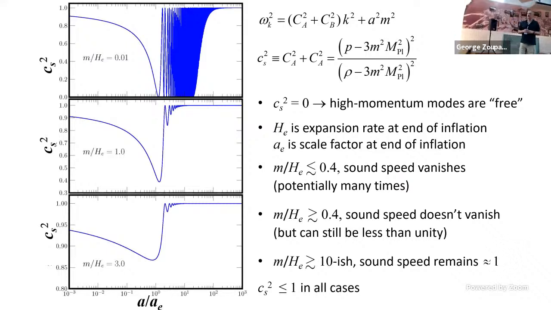Here are some figures showing the square of the sound speed as a function of the scale factor, where a over a_E equal to 1 corresponds to the end of inflation. And you see, for light mass gravitinos, the sound speed squared will go to zero many, many times. If it's above 0.4, say if it's 1, then the sound speed will not touch zero, but it will still drop. And if m over H_E is, say, 3, then the sound speed squared only drops down to about 0.85. Now, if the sound speed goes to zero, then there is no extra energy needed to create high momentum modes.